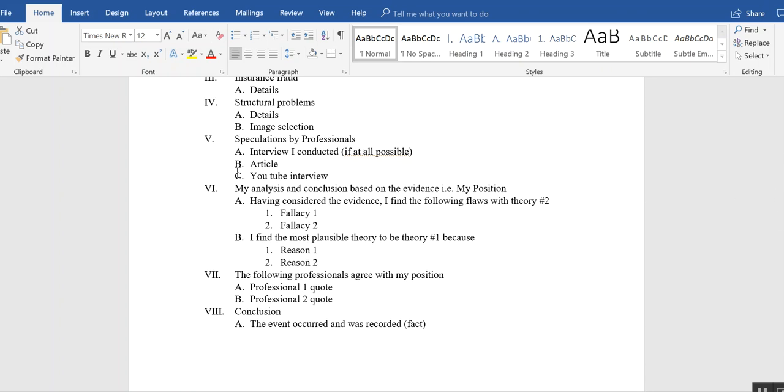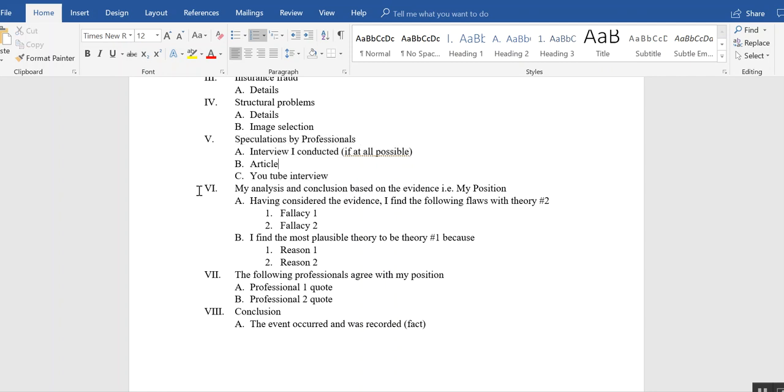And the next section I like to always include is, what do the professionals think about these two? Now, I like to talk to people on the phone. I like to get them on the phone. I like the challenge. But at least I'm going to have an article written by an expert, one or two articles to reference in this section. And there could be YouTube interviews from professionals who expose theories about how they think this or that happened.